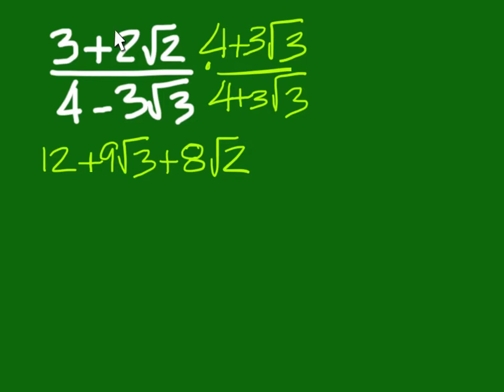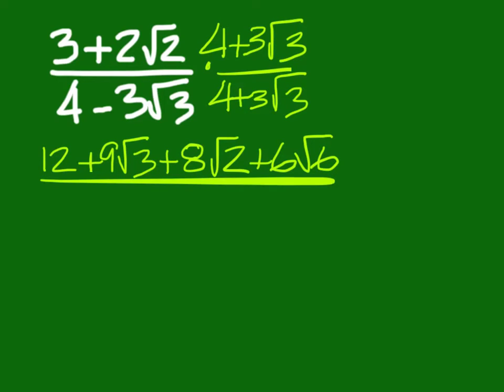And then last it'll be 2 square root of 2 times 3 square root of 3. You multiply the 2 and the 3 from the outsides. 2 times 3 is 6. And then you multiply the square root of 2 times square root of 3. That becomes square root of 6.